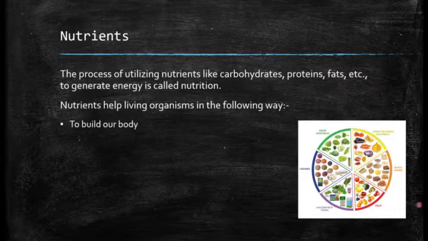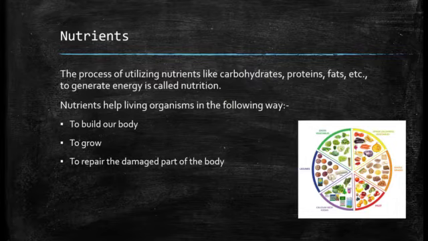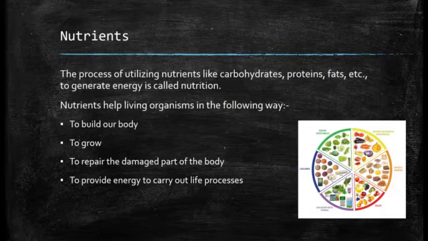Now let's move on to the ways in which nutrients help living organisms. Nutrients help living organisms to build our body. Means we can build our body and grow if we have nutrients. To repair the damaged part of the body, if we have any minor or major injury, then we should have nutrients to repair it. And also to provide energy to carry out life processes. We will get energy if we eat nutrients to carry out life processes.